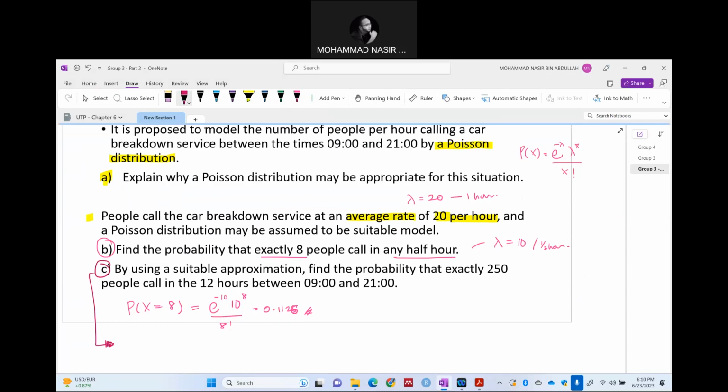All right. By using a suitable approximation, the question asks you to use the approximation method. Find the probability that exactly 250 people call in the 12 hours between 9 a.m. to 9 p.m. So we want to find probability of X. This one we use a different random variable, Y equal to 250. Y has a Poisson distribution with lambda equal to how much? 240. So 20 per hour multiplied by 12 equals 240.